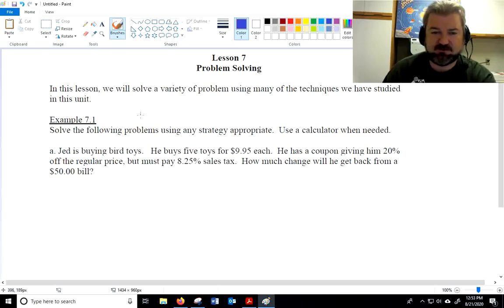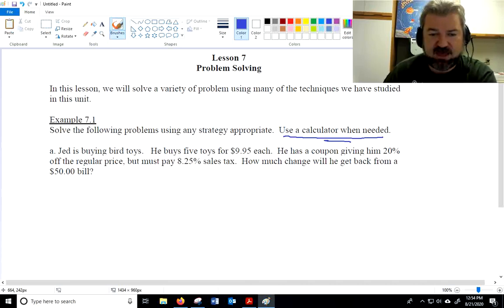First example, we're going to solve the following problems using any strategy. Want to note this says we're going to use a calculator when needed. In other words, we're going to use a calculator anytime we want. We'll try and look at techniques to do it with and without a calculator, but I want you using a calculator because we're in the real world of problem solving, not practicing just algebra or arithmetic skills. So I want you to use every tool available to you.